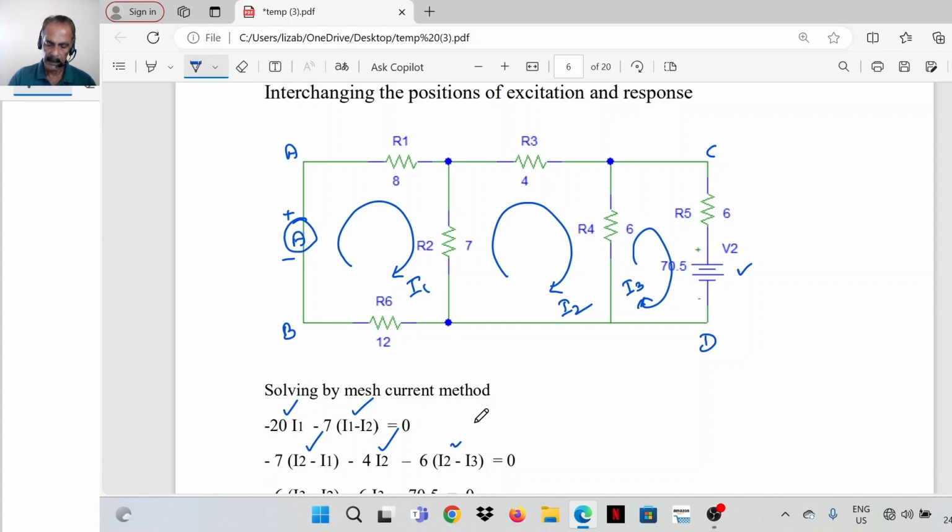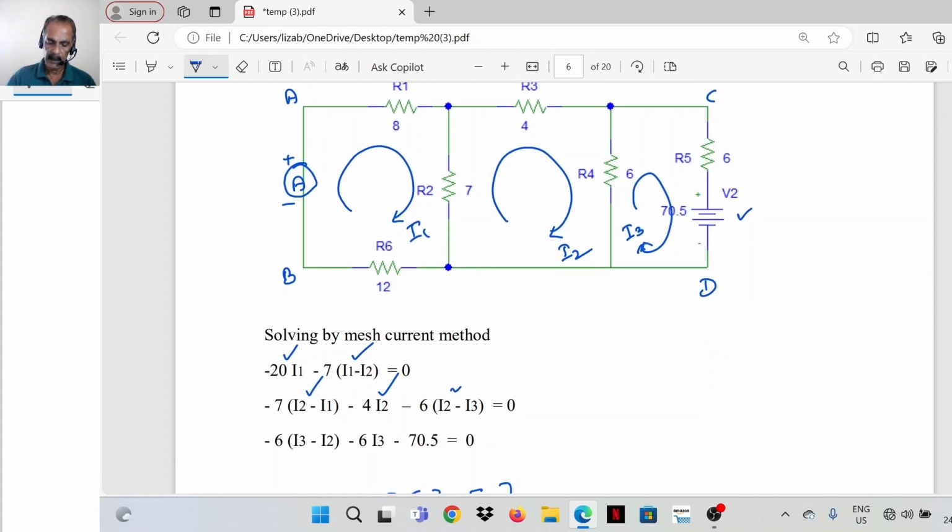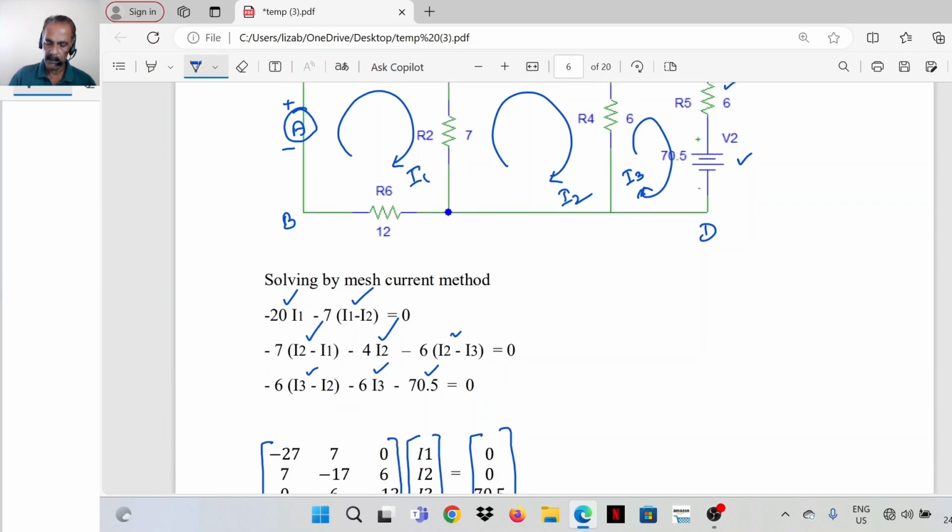And for the third loop, minus (I3 minus I2) into 6, then minus 6 into I3 for this. And this is a fallen potential, minus 70.5 is equal to 0. In the direction of the loop, it is a fallen potential, because the loop is directed from the positive of the battery to the negative. So solve this, find I1, that will be the response in branch AB.